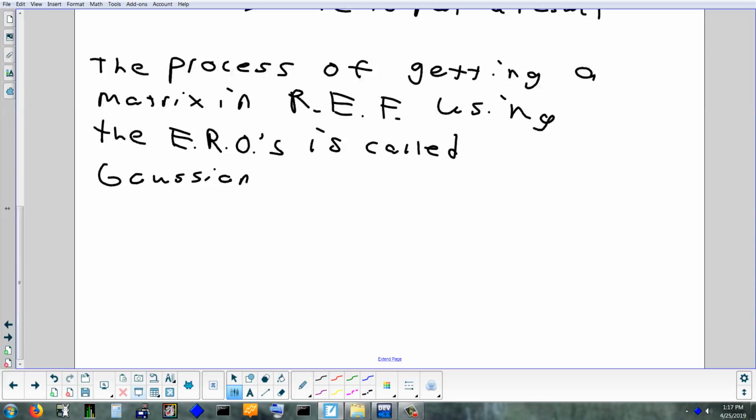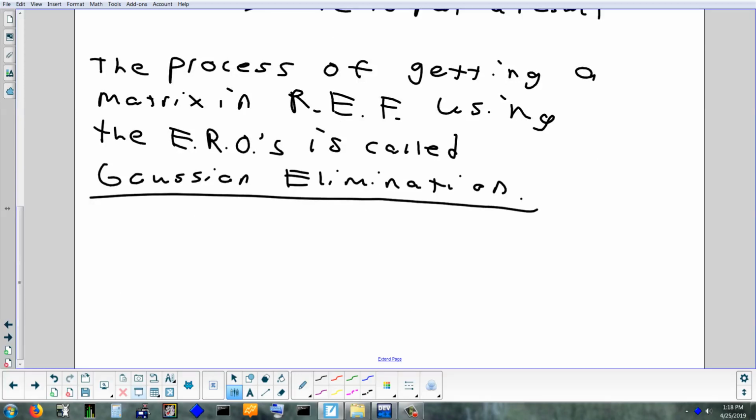What are you eliminating? You're eliminating numbers and turning them into zeros. That's what you're doing. You're getting rid of numbers that are already there and turning them into zeros. So if you see the directions in the book or on the test, and they say, solve the following system using Gaussian elimination, that's what we're going to do. That's coming up next.